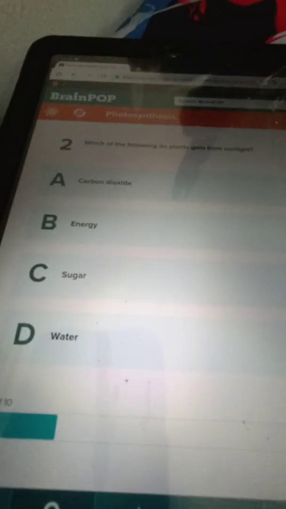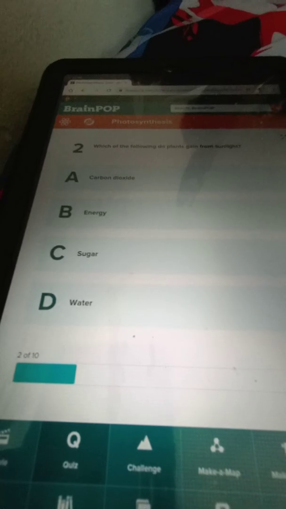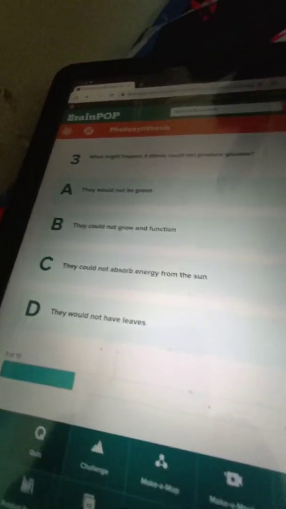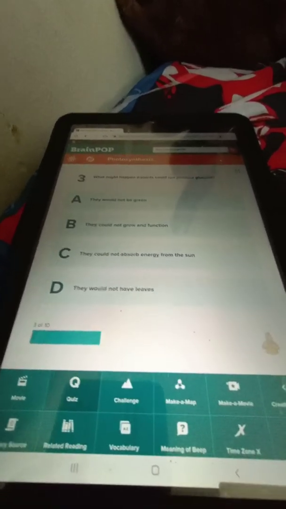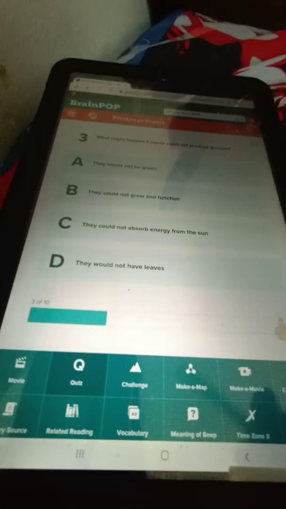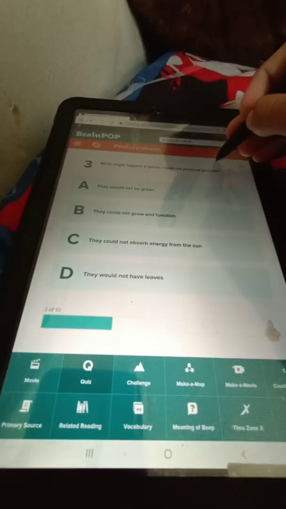Number 2. Which of the following do plants gain from sunlight? 5 seconds. You should know this one. 5, 4, 3, 2, 1. The correct answer is energy. If you said energy, you are correct. Number 3. What might happen if plants could not produce glucose? 7 seconds. Here are the answers. 5, 4, 3, 2, 1. The answer is B. If you said B, you're correct again. If you didn't say B, you're wrong.